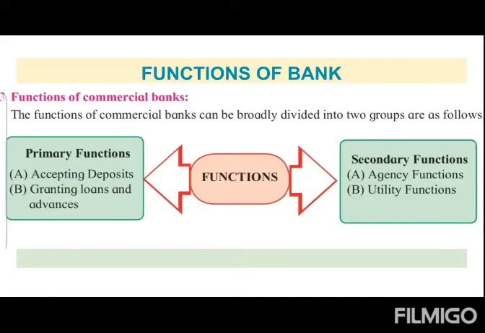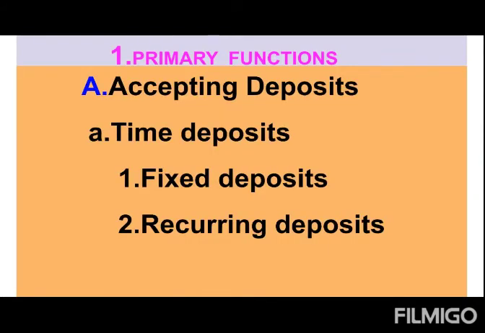From this chart you are able to understand there are two functions performed by commercial bank, that is stated here, primary function and the secondary function. So primary function includes accepting deposits, granting loans and advances. Secondary function includes agency function and utility functions. So let us see the first primary function. Under the primary function, the first one is accepting deposits.